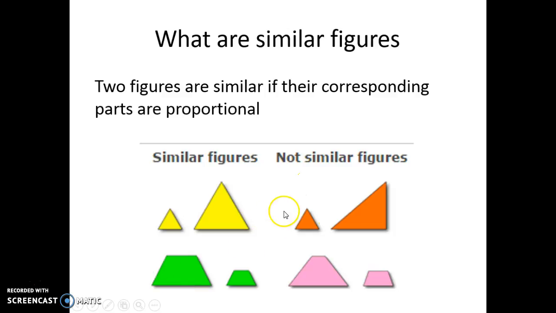On the right side here, we can see some figures that are not similar. On top, we have an equilateral triangle and a right triangle. Even if the numbers showed proportions, they would not be similar because they're not the same type of triangle. The trapezoids on the bottom are not similar. Just because they're trapezoids, they do not have proportional lengths. As you can see, the top of the big one is not the same proportional width to the one on the right.